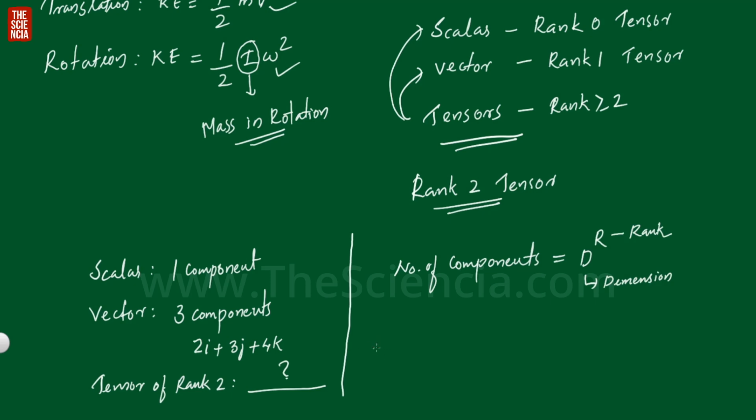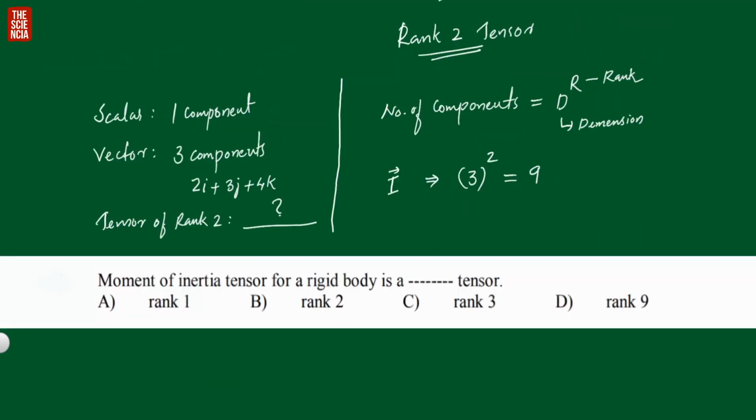So for our moment of inertia tensor, which we represent by I, the number of components will be equal to 3 raised to 2, because we are working in 3-dimensional space, and I already told you the rank of the moment of inertia tensor is 2. Then the number of components will be equal to 9. This is a previous year's question, so I think you got the answer. I told you the moment of inertia tensor has 9 components.